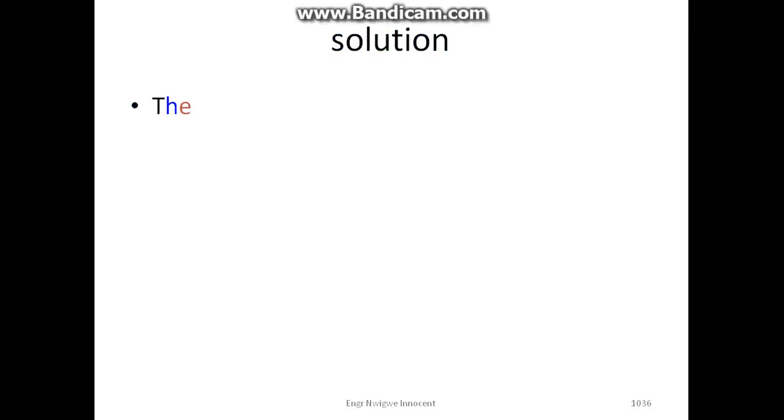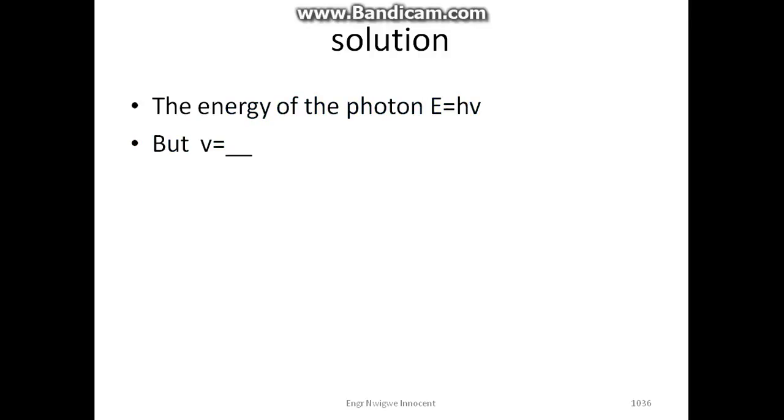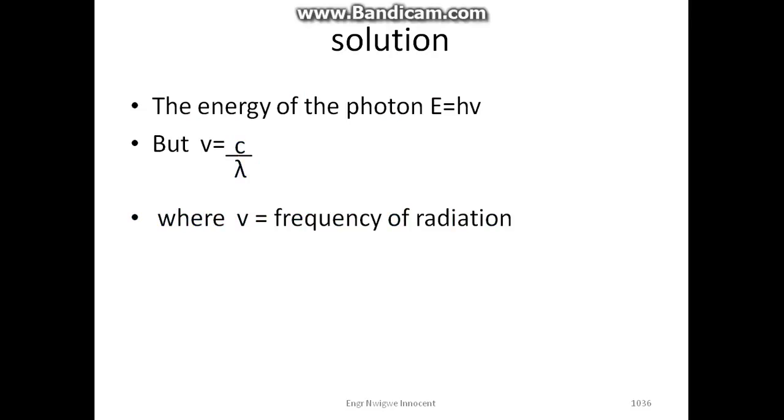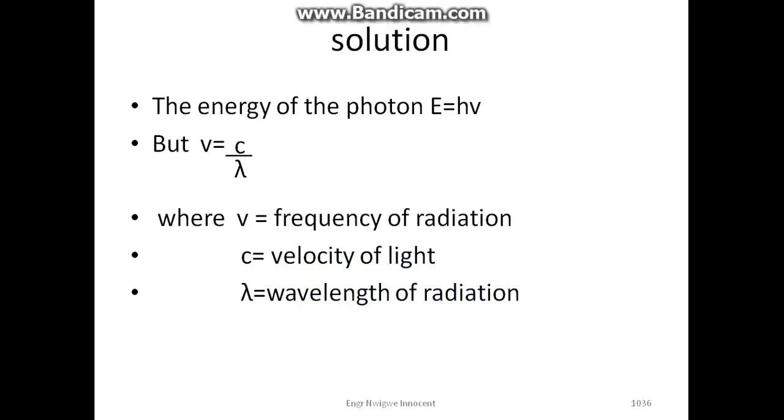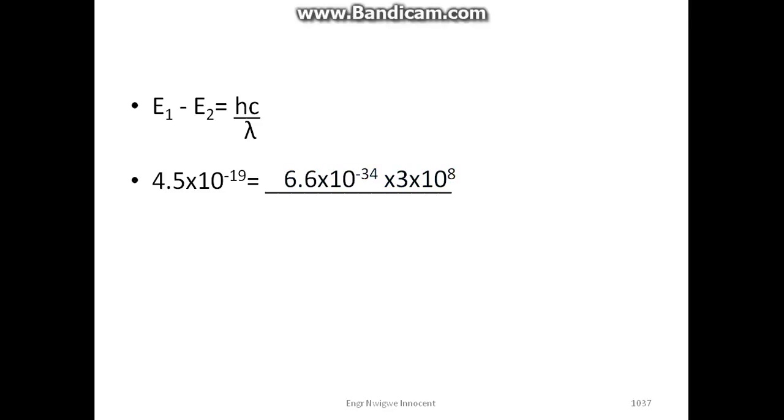Solution. The energy of the photon, E, is equal to hv, but v is equal to c over lambda, where v is the frequency of radiation, c is the velocity of light, and lambda is the wavelength of radiation. E1 minus E2 is equal to hc over lambda. We now substitute the values to get 4.5 times 10 raised to the power minus 19 is equal to 6.6 times 10 raised to the power minus 34 times 3 times 10 raised to the power 8 all over lambda.